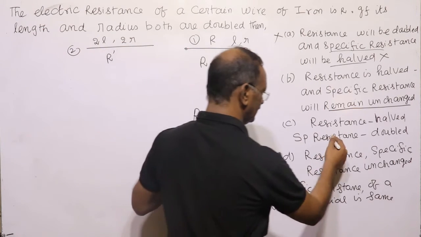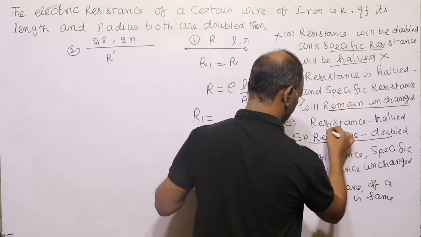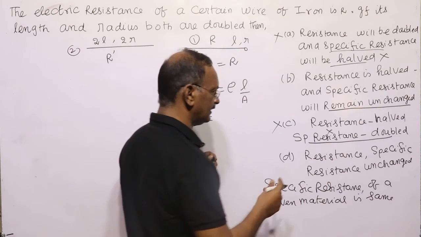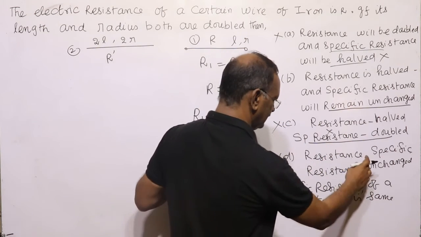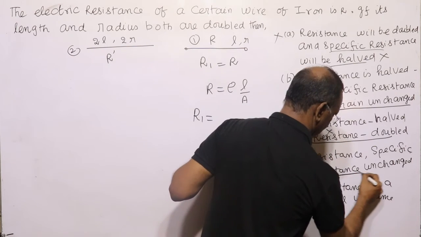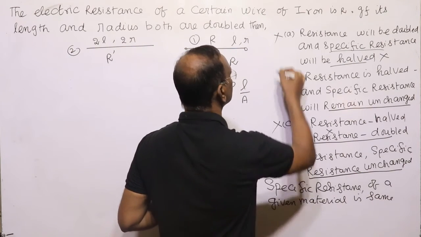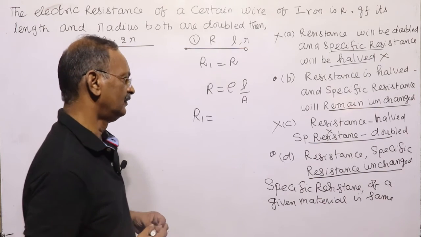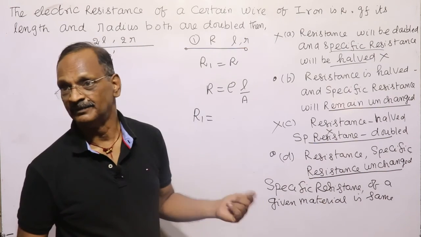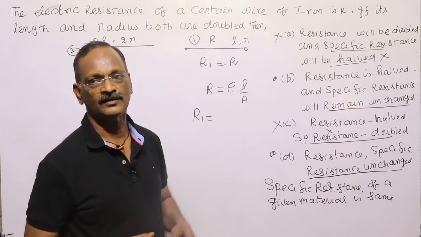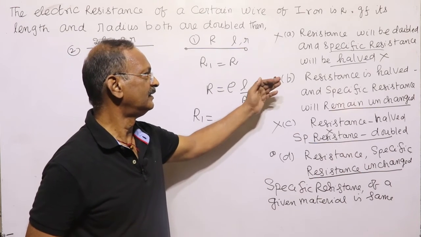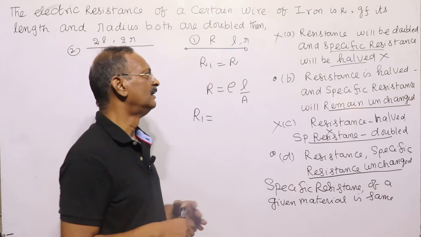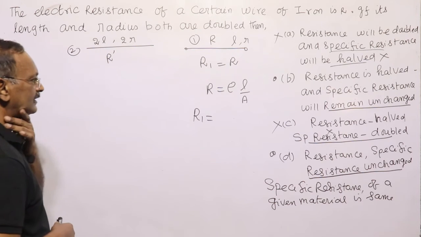Here the specific resistance is doubled. This is not possible. Here resistance, we do not know about resistance. Resistance unchanged. It means out of these two, there is one possibility. So we will go for the 50-50 process. Either this is right, this is wrong. So by mistake, if we click this one or this one, whichever is right, we get the mark, otherwise the mark is gone. So let us find out R1.